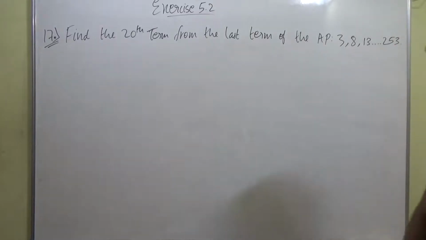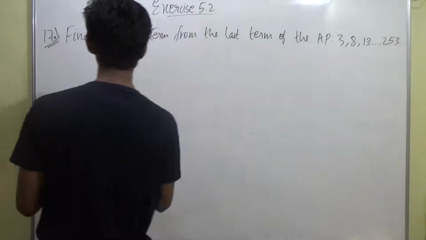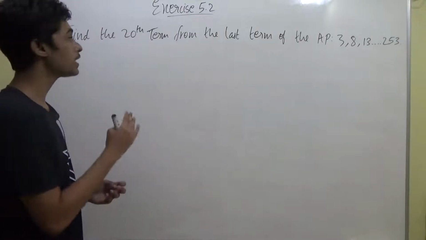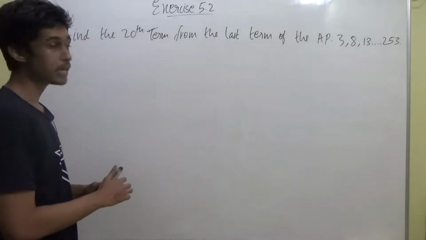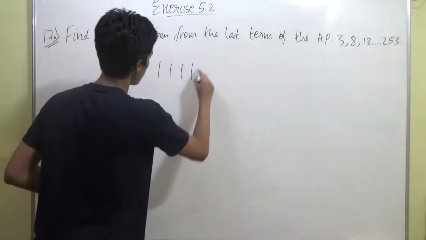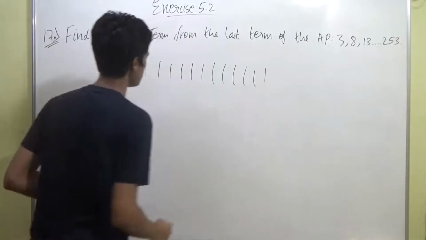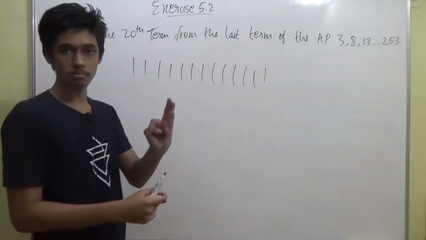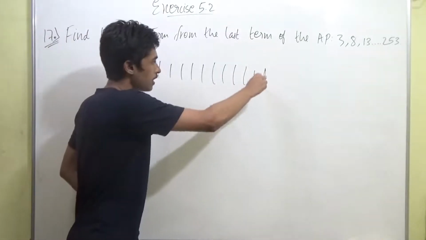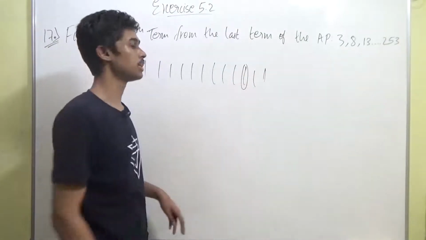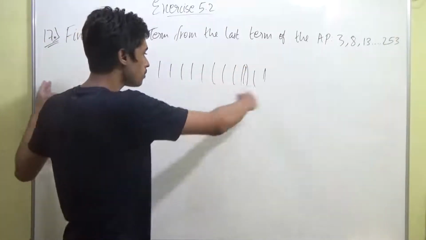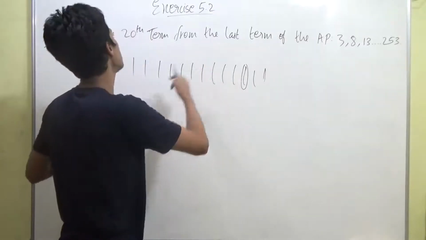Okay, guys. What makes this question different from the rest of the questions is they are not asking the 20th term from the beginning, they are asking the 20th term from the last. Getting it? For example, if these are the terms, if I say third term from the last, that's this one, right? First term from the last, second term from the last, third term from the last. Like that, there are so many terms in that AP, and they're asking the 20th term from the last.